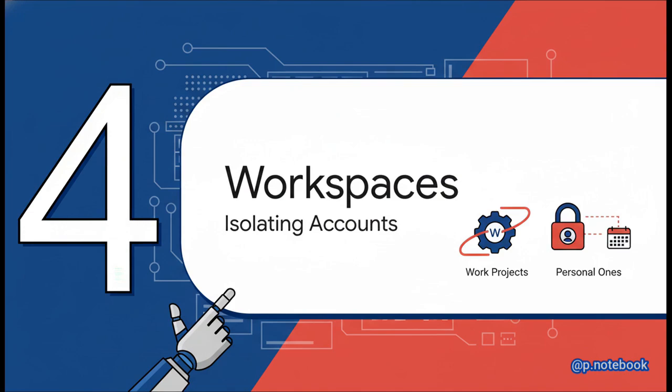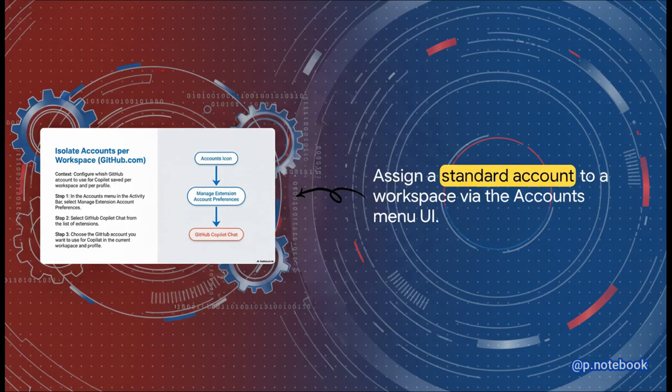Okay, now for a really cool tip that will keep your work life and your personal projects totally separate. You can actually tell VS Code which GitHub account to use for a specific workspace. That means your work account only ever touches your work projects and your personal account stays with your personal stuff. For your standard github.com accounts, you can do this right in the user interface. Just go back to that accounts menu, find your extension preferences, click on Copilot, and then you can literally pick which account should be active for that one workspace.